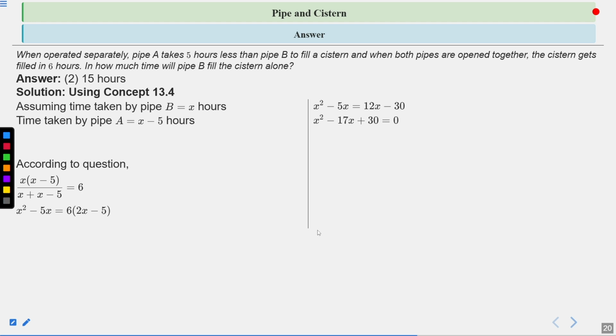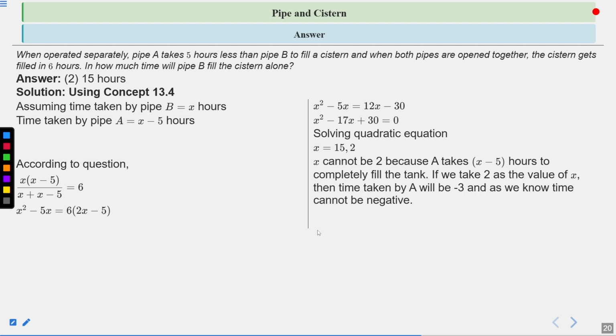Now we get a quadratic equation, which is x² minus 17x plus 30 equals 0. By solving the quadratic equation using the splitting of the middle term, we get x equals 15 and 2. So x cannot be 2, because it takes x minus 5 hours to completely fill the tank.